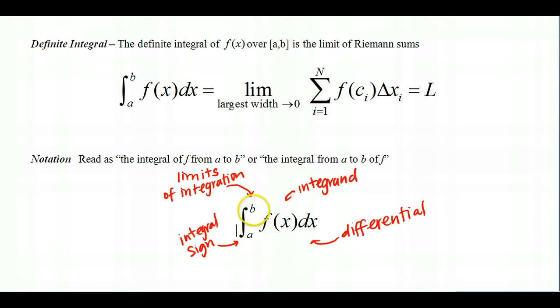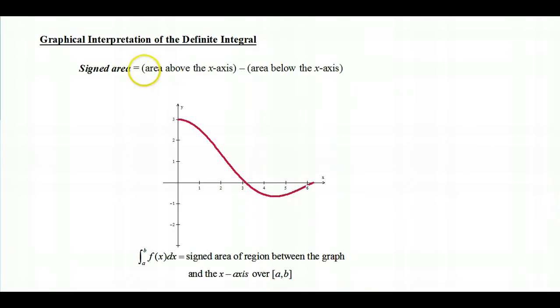So in the past, when we were asked to approximate the area between 2 and 4, a would be 2 and b would be 4. So now the endpoints of the interval become our limits of integration. Alright, now let's take a look at a graphical interpretation of the definite integral. So first we need to know what it means to be signed area.